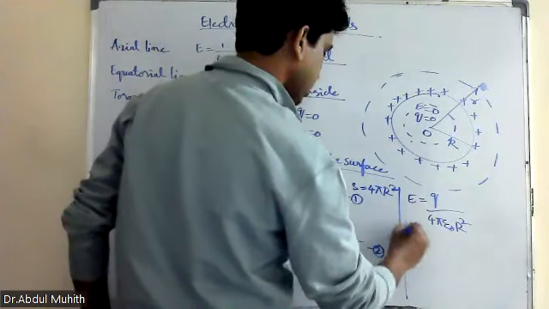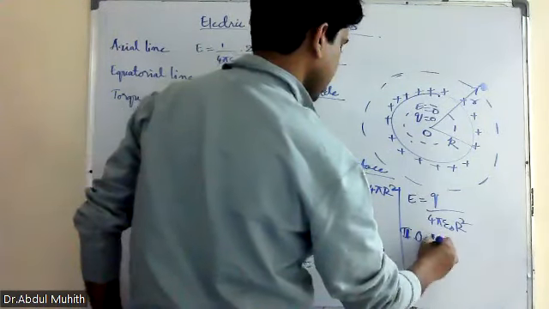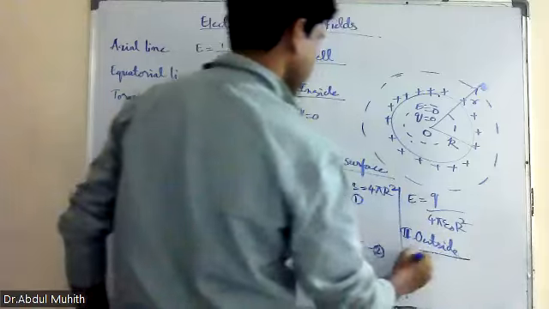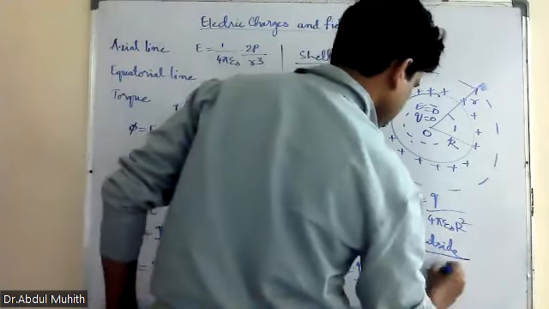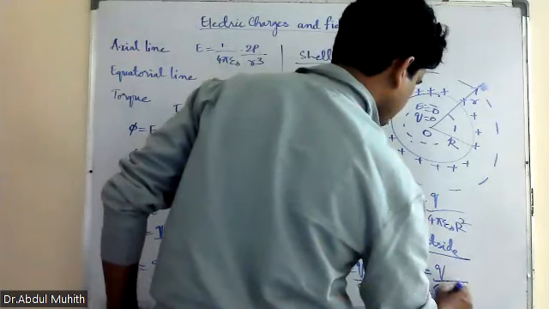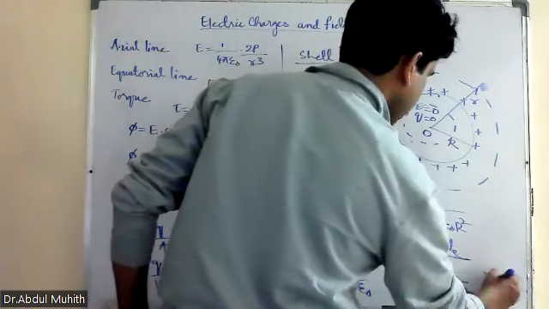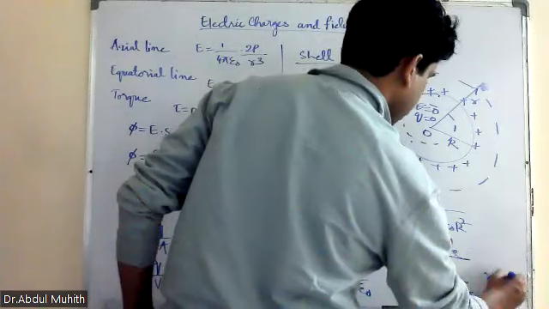Now the third one is outside the shell. In that case, the formula is the same: E is equal to Q by 4 pi epsilon 0 r square, where r is greater than capital R.